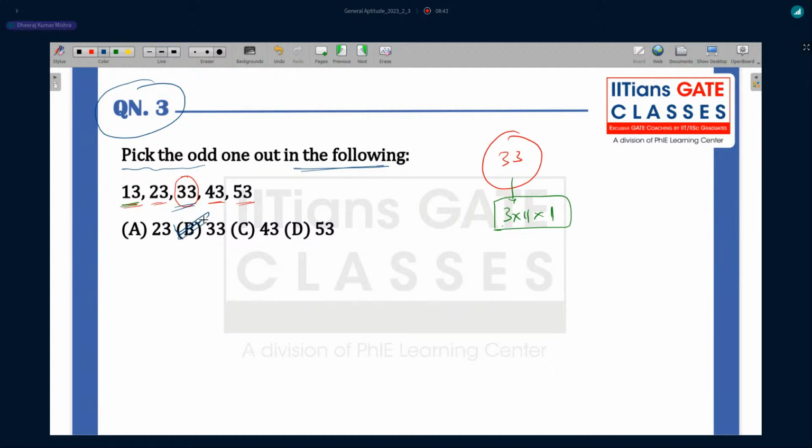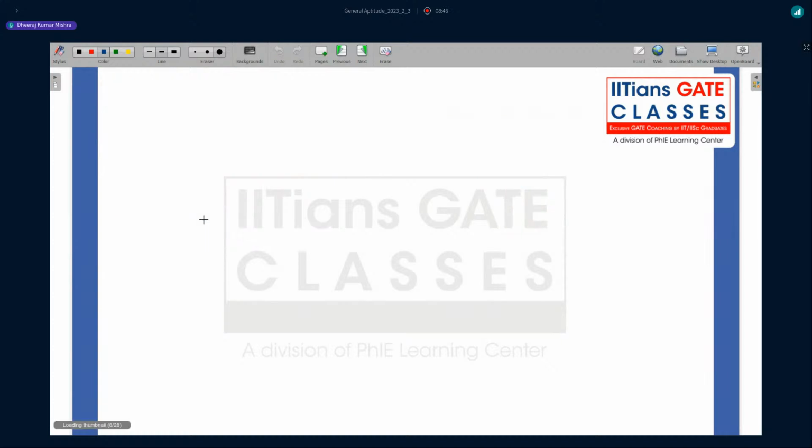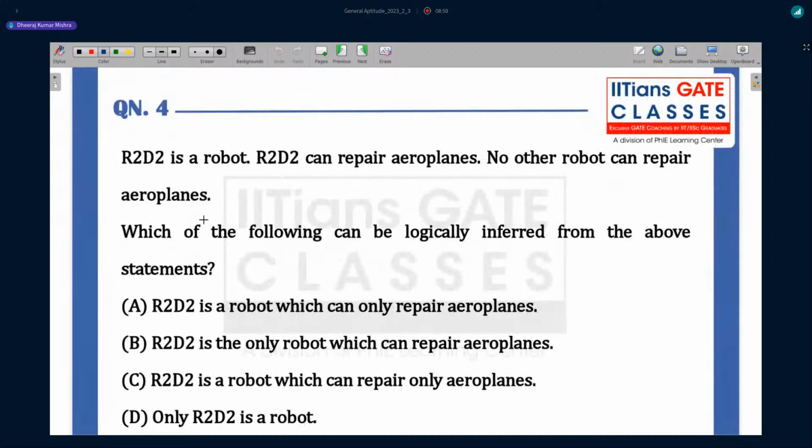Shall we move ahead and take another question? Question number 4 is on your screen, and this time you have to solve it. Just read the question first. R2D2 is a robot, and R2D2 can repair aeroplanes. No other robot can repair aeroplanes. So R2D2 is the only robot, and it can repair aeroplanes, right?